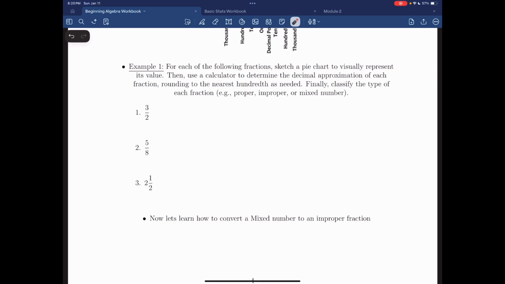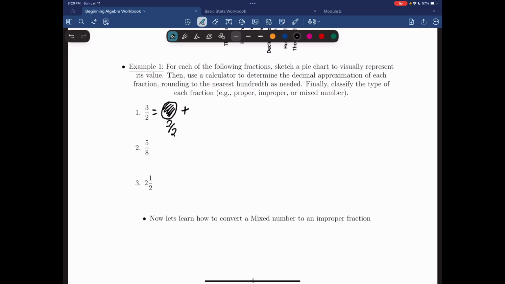Alrighty. So for the first example, we have 3/2. Now when sketching pie charts, think of it like this. So 2 is less than 3, right? So we know that we're going to have a value greater than 1 in this case. So we know that this pie chart here is going to be fully shaded in because we have a value of 1. And then we're going to have to add, well, let's see. If we have the value of 1, that's equivalent to 2 over 2. But we still have 1/2 left over. So we're going to need to sketch out a pie that's 1/2. So we're going to need to shade in half that pie.